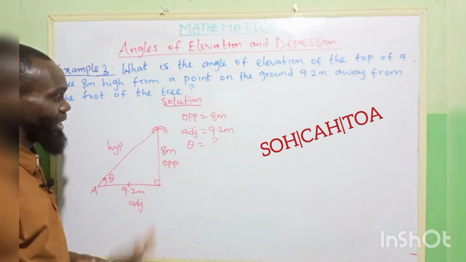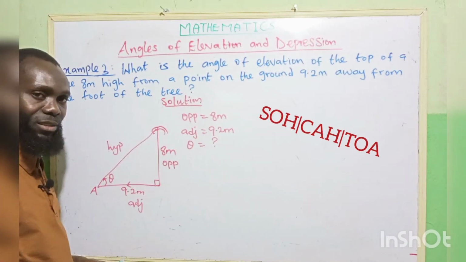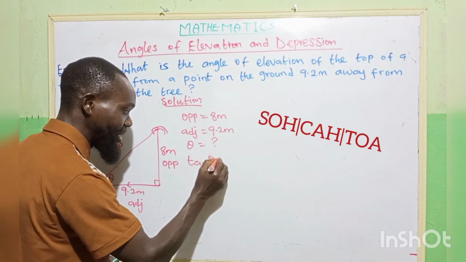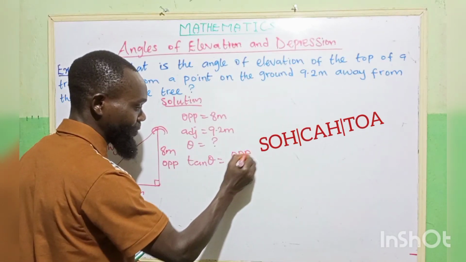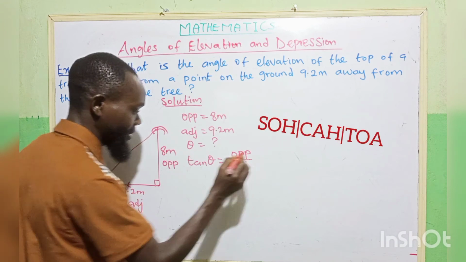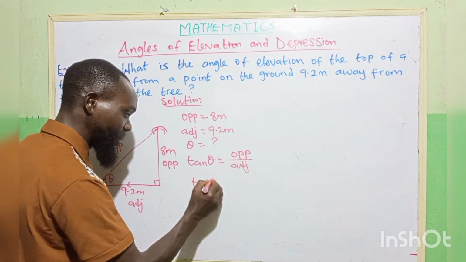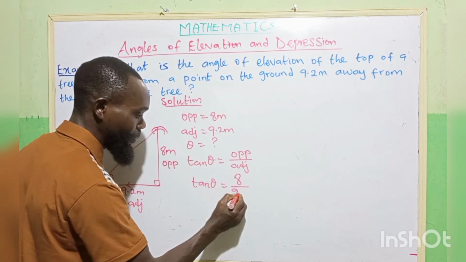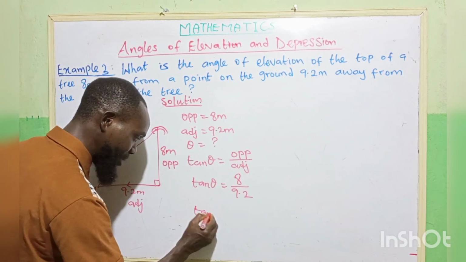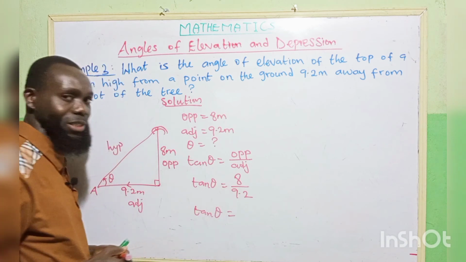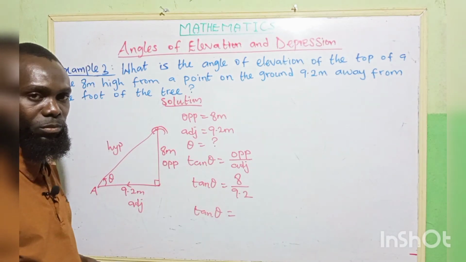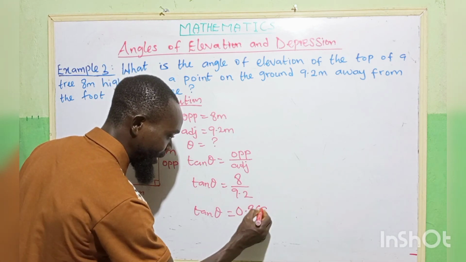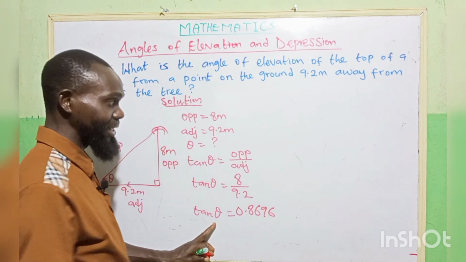From SOHCAHTOA, let's check for opposite and adjacent. That is TOA. That is tan theta equals opposite over adjacent. Tan theta equals my opposite, 8, over my adjacent, 9.2. So tan theta equals, now let's press our calculator to find it out. After pressing our calculator, we have 0.8696. So I need my theta.